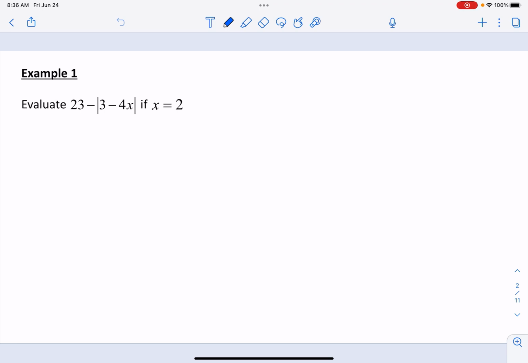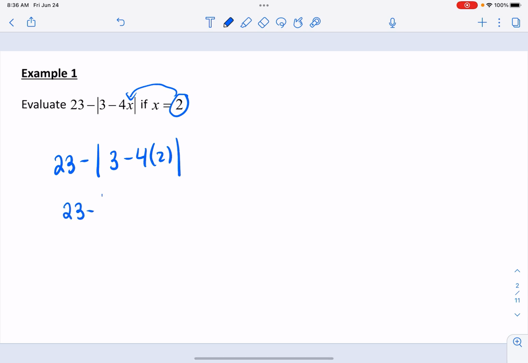So if I plug 2 in for x, I have 23 minus |3 minus 4 times 2|. Order of operations: absolute value is like a grouping symbol, like a parenthesis, so I do everything inside first. 3 minus 8 is -5. The absolute value of -5 is 5, because remember, absolute value means distance from 0. So 23 minus 5 is 18.